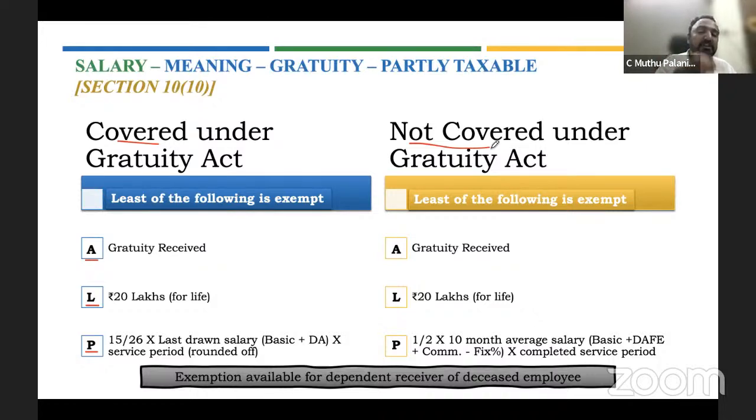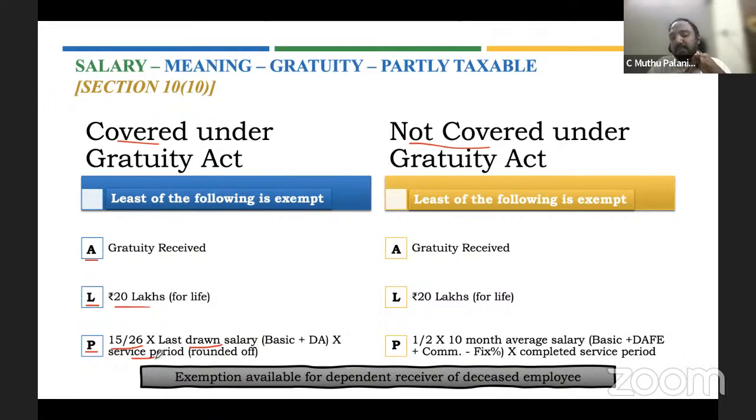If you have received gratuity, it is 1/3. If you have not received gratuity, it is 1/2. So there the word was receipt. Here it is covered under the Gratuity Act, so it's not about receipt. If you are covered under the Gratuity Act, in the ALP, A stands for gratuity received, L stands for the limit of 20 lakhs, and the proportion is 15 by 26 into last drawn salary into service period. So 15 by 26, last drawn salary, service period.